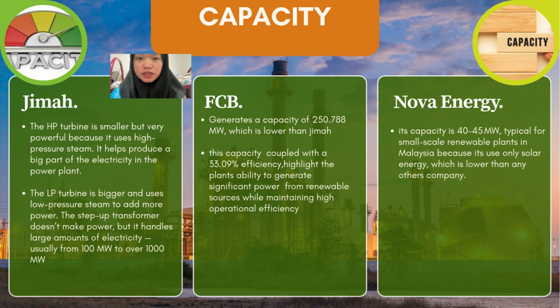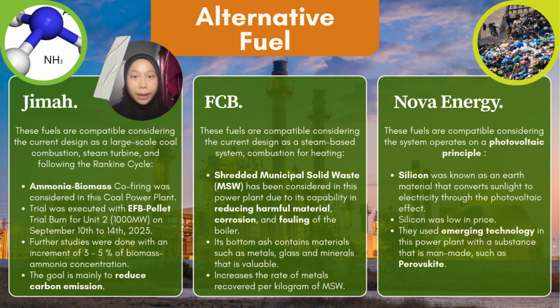So the alternative fuel for the JIMA coal plant is that they are considering ammonia and biomass co-firing in their coal plant. Some trials were executed in September 2023 using empty fruit bunches. The main objective of this is to reduce the carbon emission. And then, going back to our power plant, we are considering municipal solid waste because it can reduce harmful material, prevent corrosion and also cooling of the boiler. The bottom ash will also contain some valuable materials such as minerals and glass, so this will increase the rate of metals recovered per kilogram.